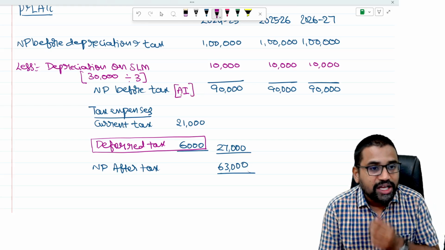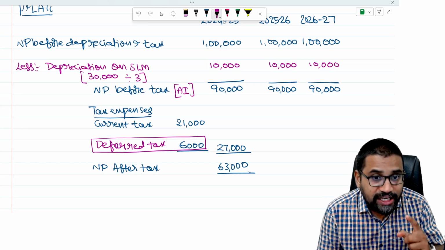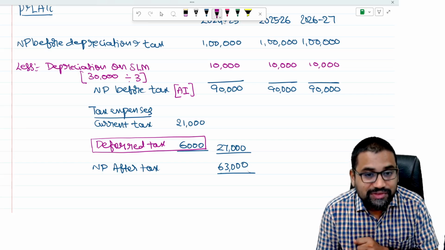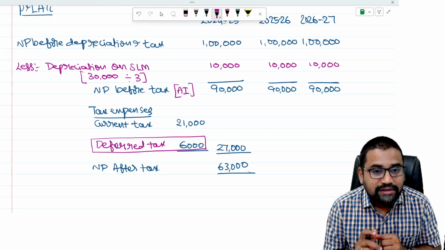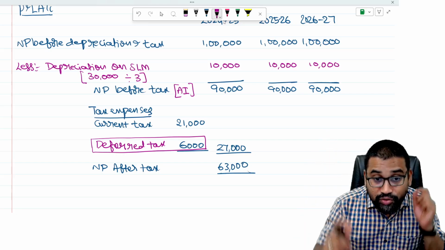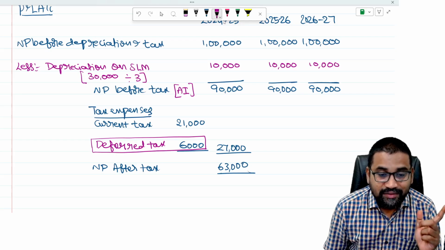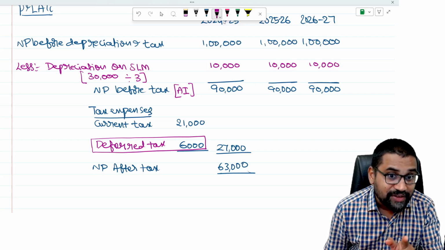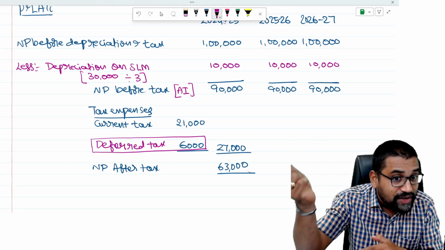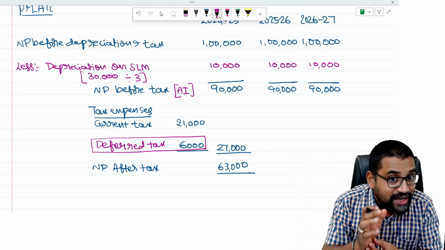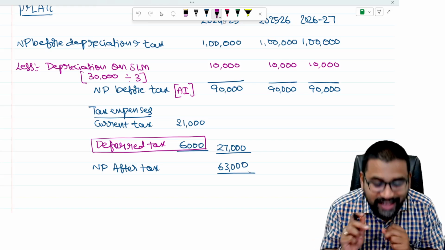See, your accounting income is 90,000. Ideally, on 90,000, 30% means you should pay 27,000. But you are showing only 21,000 because of the Income Tax Act. So we identified the reason. We came to know that this reason is a timing difference. So for the timing difference, what will be the tax effect? We anticipated it, and we are calling it deferred tax.